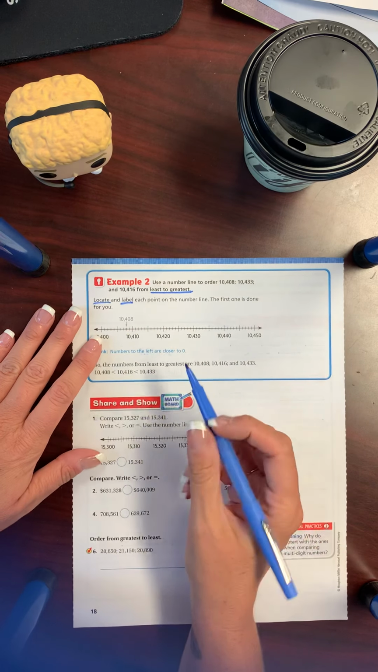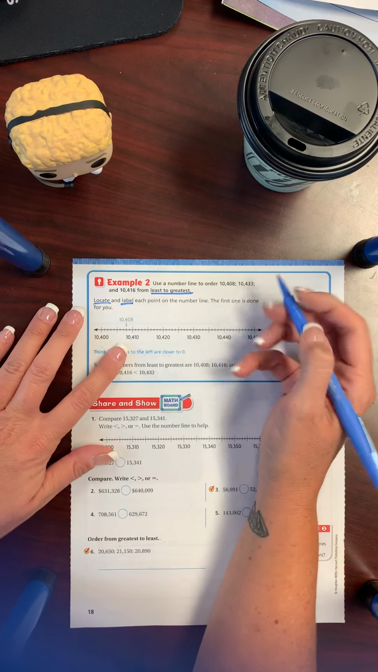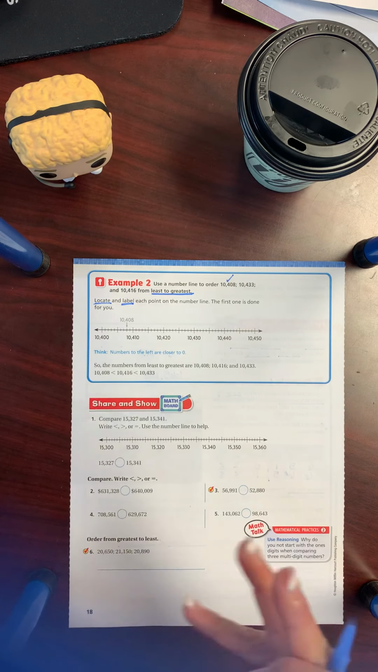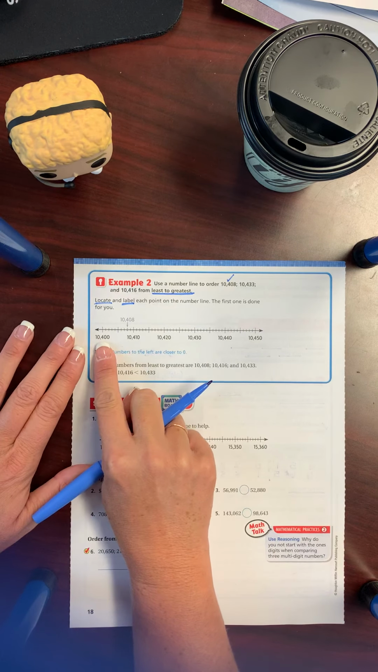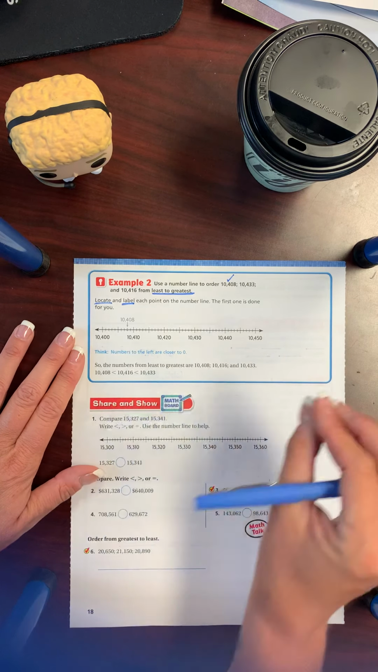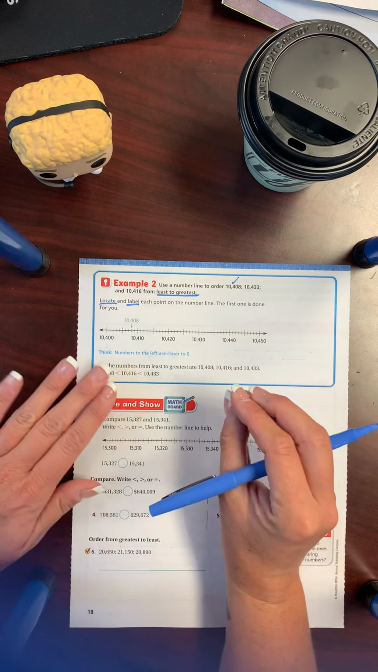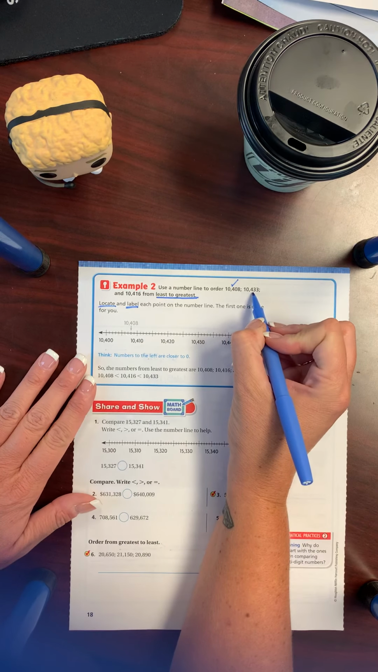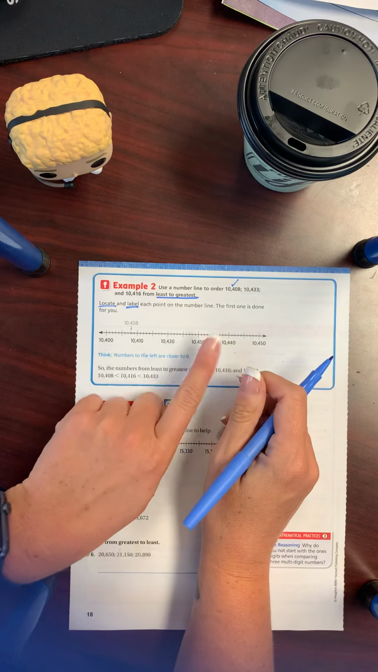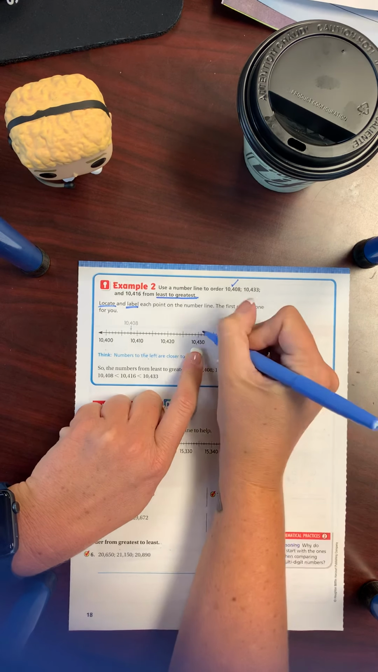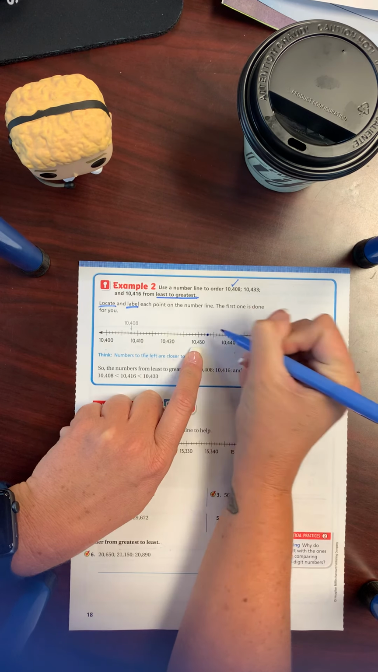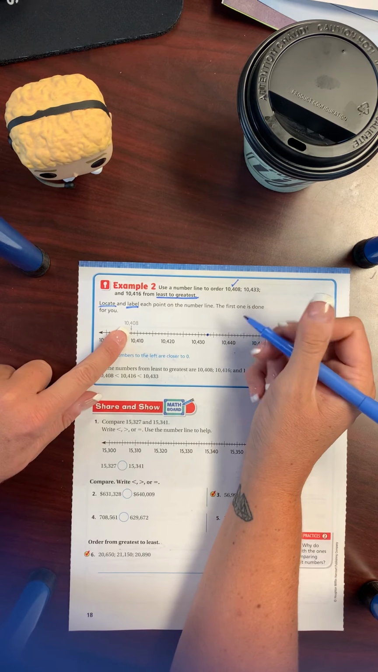The first one's done for you. So they took care of 10,408 for us. Okay? So you kind of have to know how they're counting up. This one's 10,400, 10,410, 20, 30, 40, 50. So they're counting up by 10. So now we have to find 10,433. So the closest thing I can find is 10,430. And we go up 3 more. 31, 32, 33. That's locating it. Now you have to label.